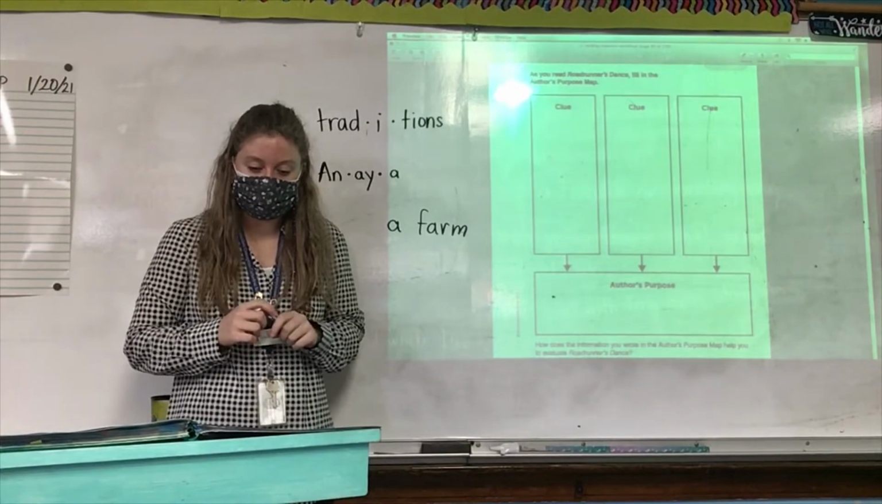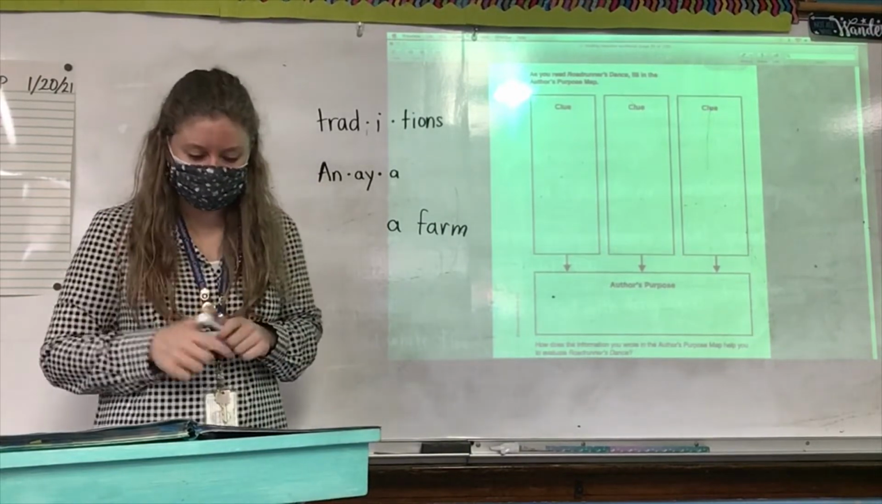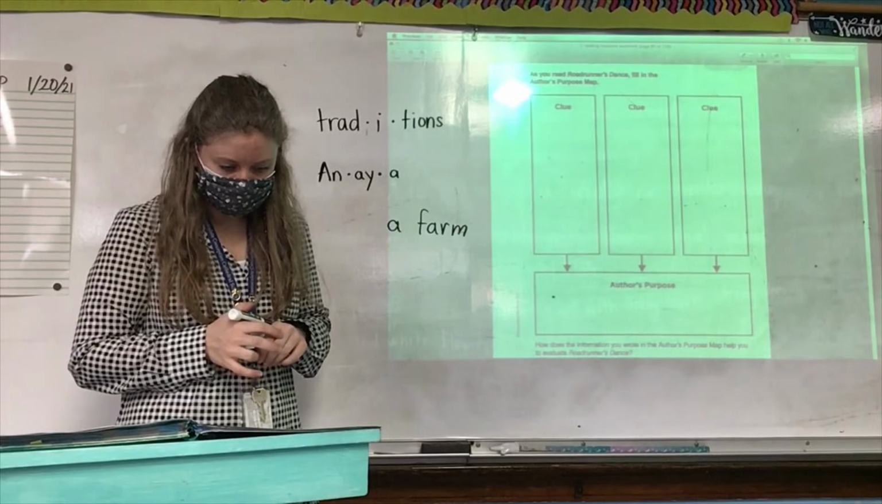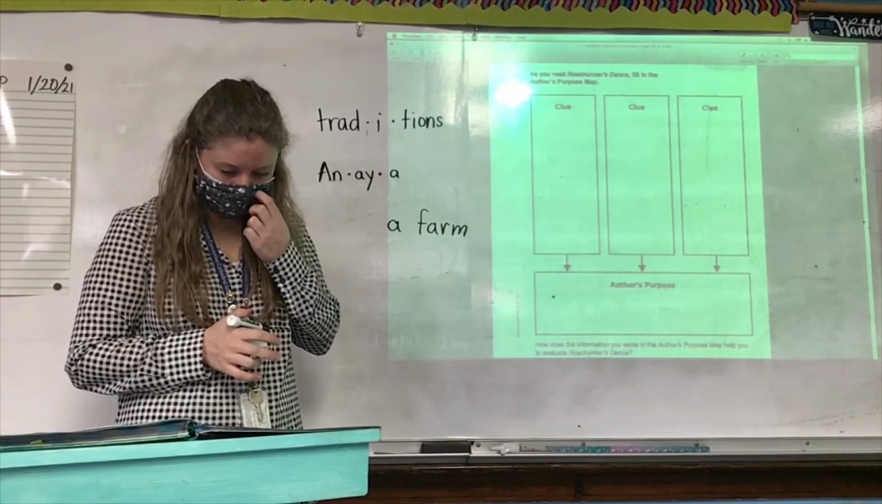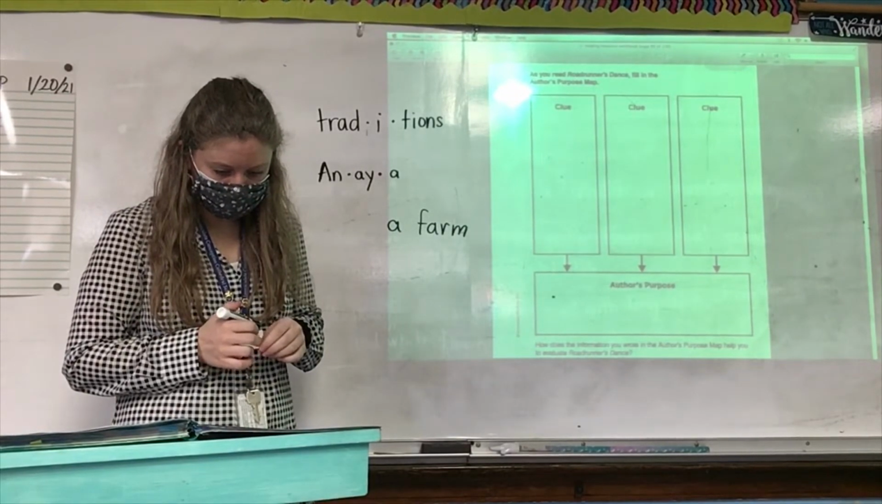Okay, read that last sentence, or that next sentence, and then pause. "Father," the children called. The father came running.